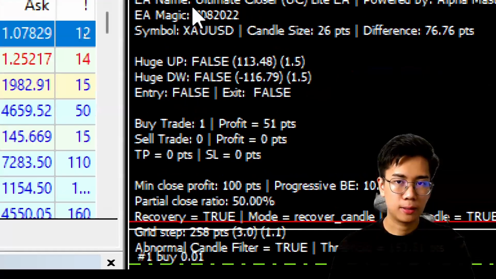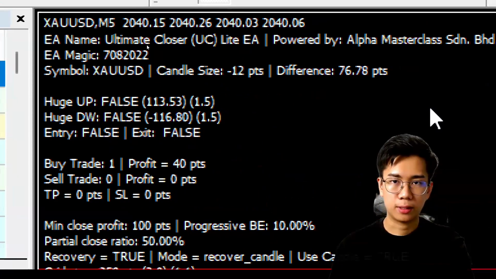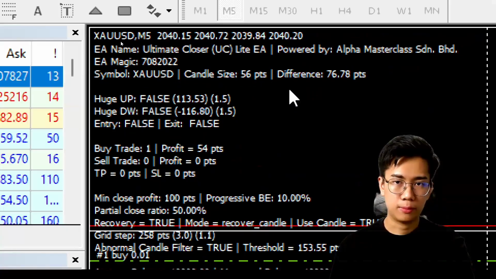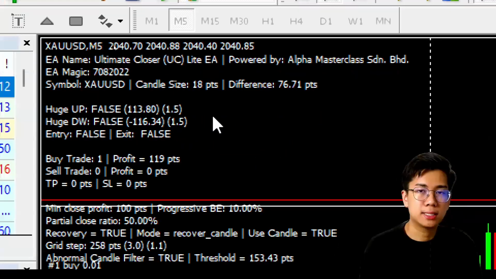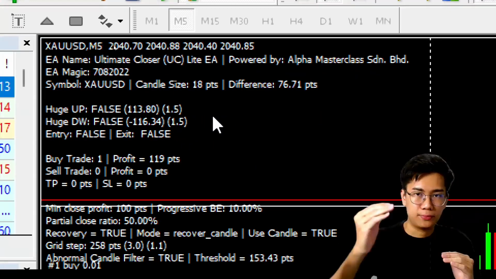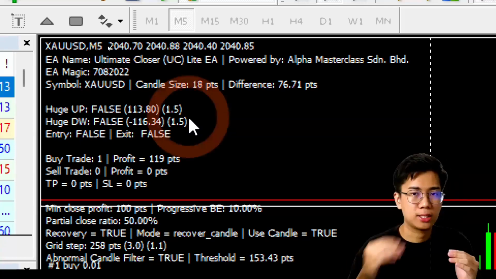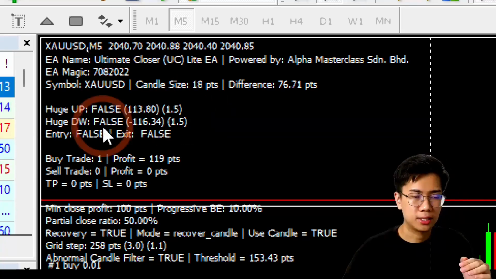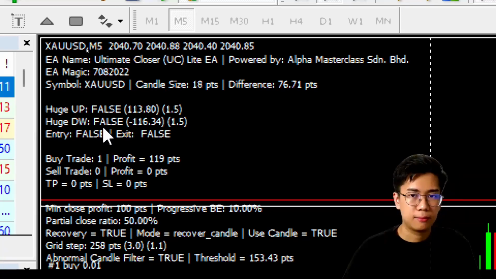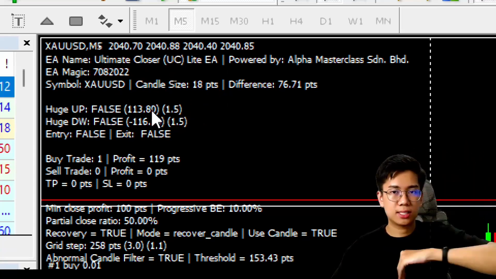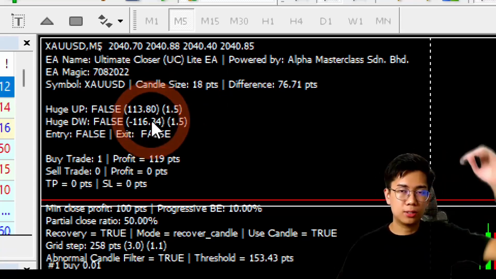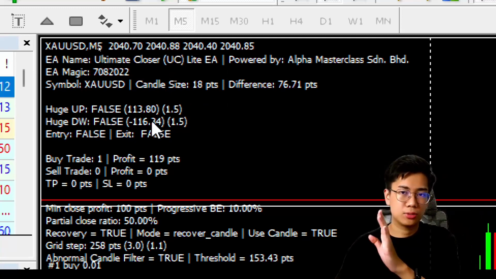Okay, let me pause the candlestick. So you see, we call it up and down. Huge up means that the candlestick is going up, and huge down means that the candlestick is going down. And in short, true or false: is there any potential reversal or not? Based on the metrics, you need to wait for the candlestick size. This is right now 18. It needs to be larger than 113 in order to consider that it's up enough and there will potentially be a reversal soon. Huge down means it has come down a lot and there is potentially a pullback soon.